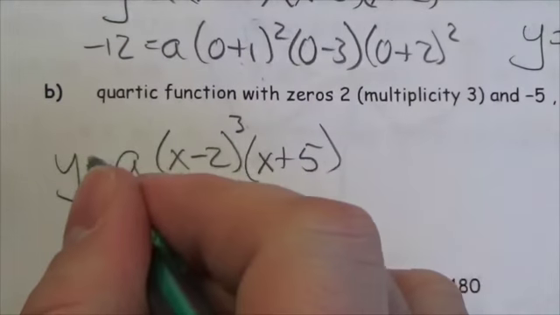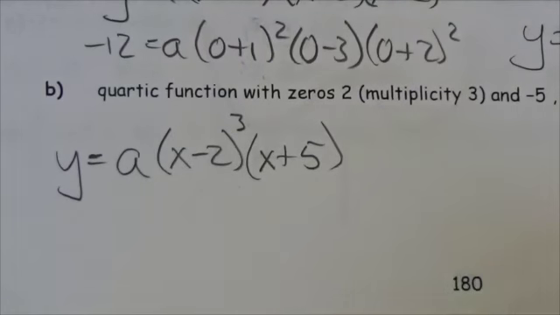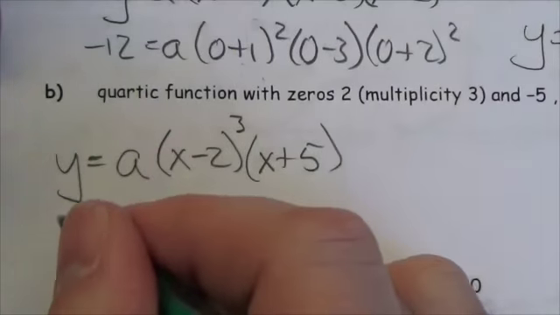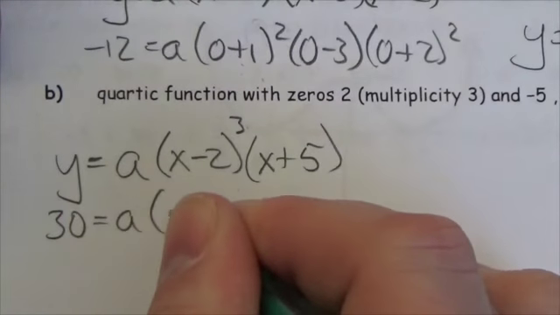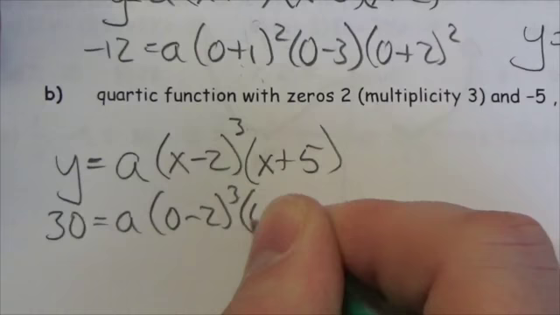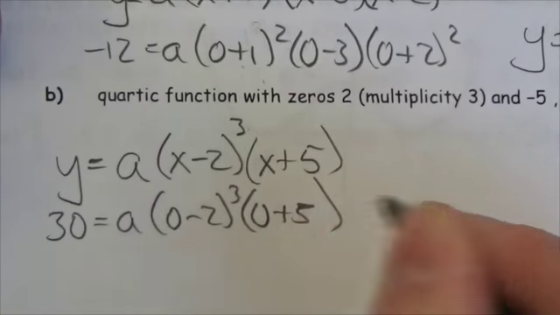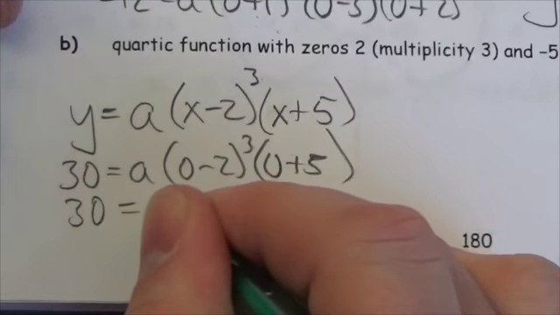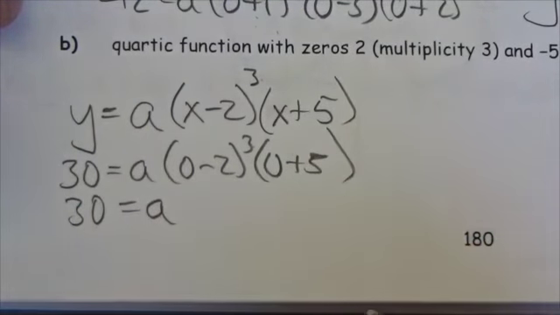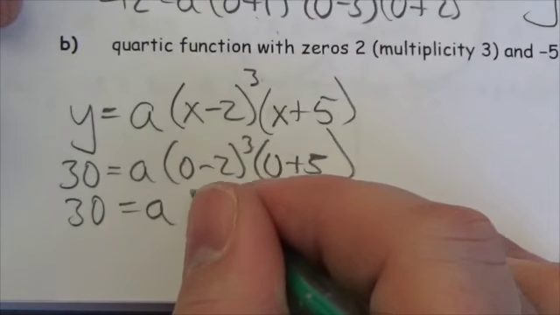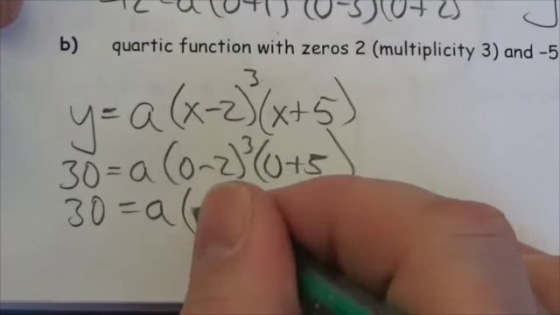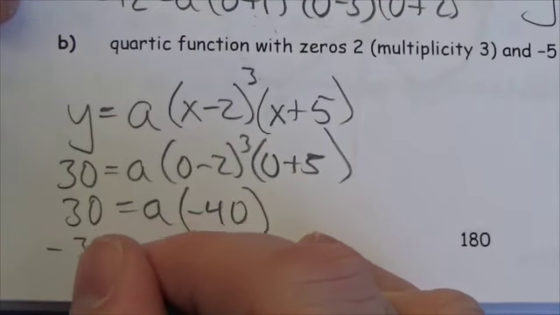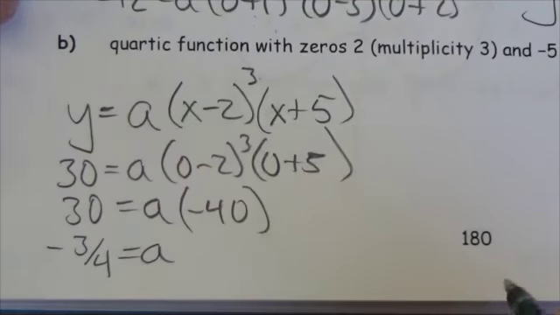Again, I'm assuming that there's some sort of vertical stretch occurring here. Maybe not. In the previous question, there was no vertical stretch, but there might be in this case. If the y-intercept is 30, that means if I plug a 0 in for x, the result should be 30. Now let's just take a quick look at this. So 30 should be a times, well, 0 minus 2 is -2, cubed is going to be -8. -8 times 5 is going to be -40. And when I divide that through here, I am going to get that a is equal to -3/4.